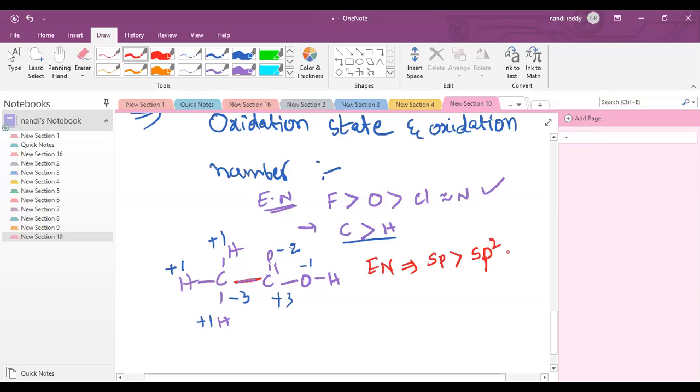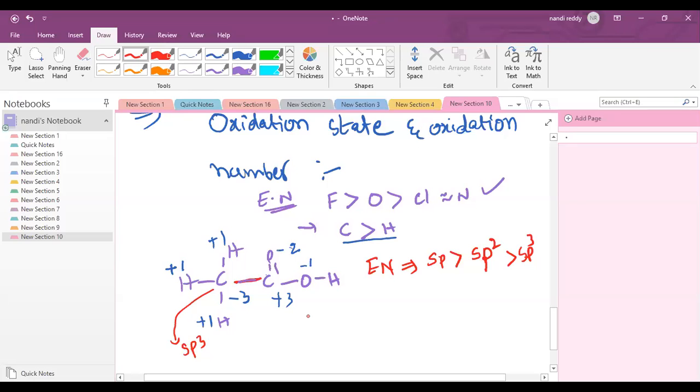sp3. So this carbon here is sp3, and the other carbon, which is more electronegative? Just find that. According to this, sp2 is more electronegative than sp3. More electronegative means it can gain electrons, so negative charge; less electronegative means it can lose electrons, that is positive charge. You can check it here.